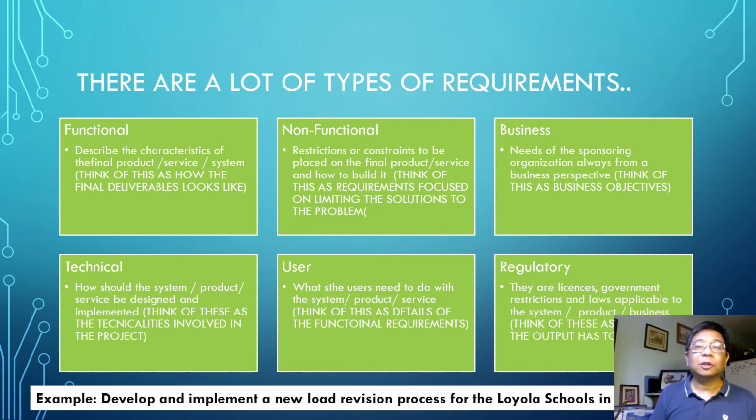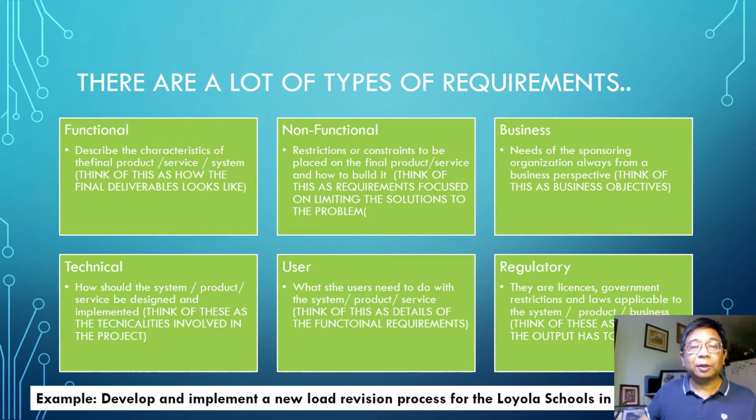So let's start off with the first category, functional. Under the functional type of requirements, this describes the characteristics of the final product, service, or system. In this case, think of this as how the final deliverables will look like. This is not similar to your functional requirements in SAD, where you identify each and every feature. This set of requirements identifies in general or in a broad perspective what would be the output of this project.